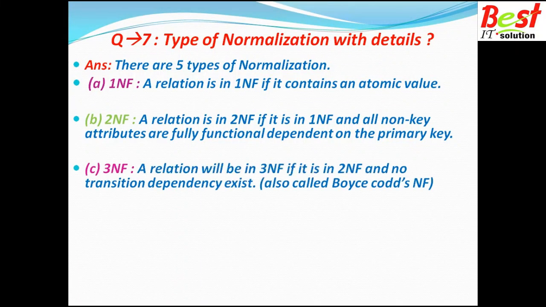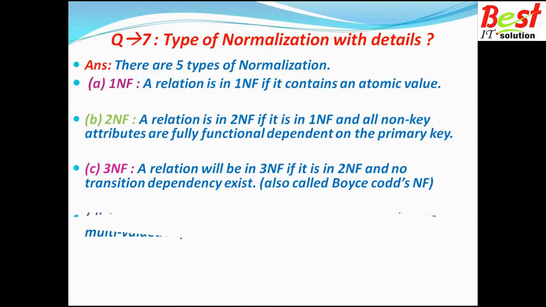A relation is in third normal form if it is in second NF, that is, it satisfies the conditions of second normal form, and no transitive dependency exists. This is also called Boyce-Codd normal form. It should follow the second NF conditions, and additionally no transitive dependency should exist.